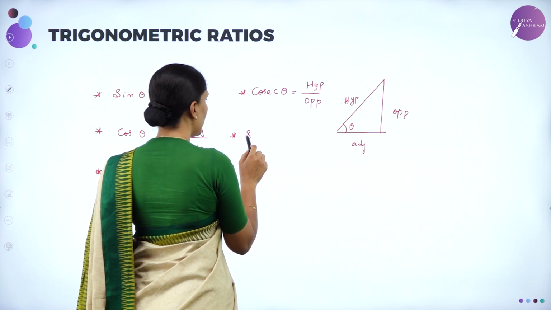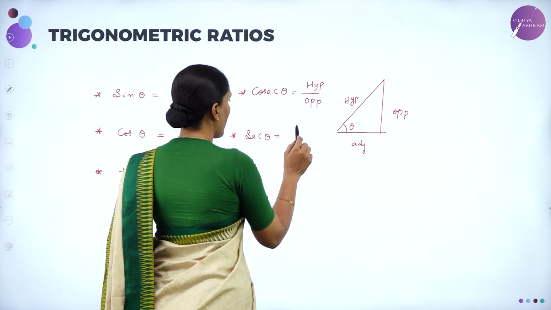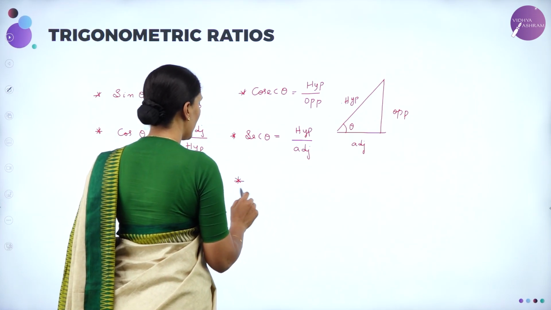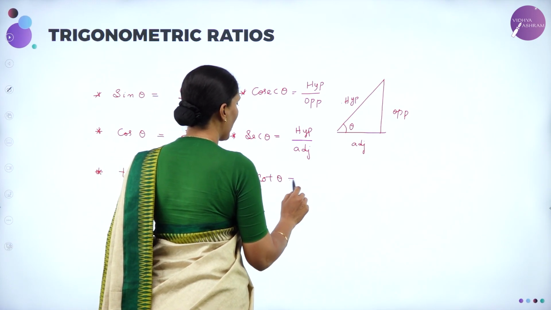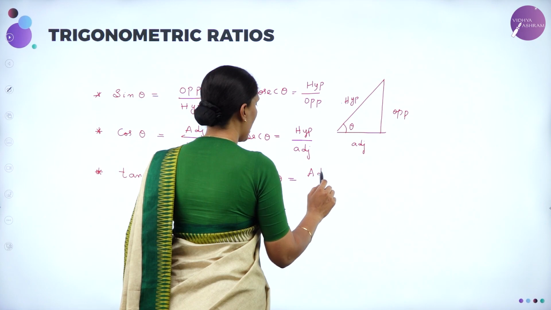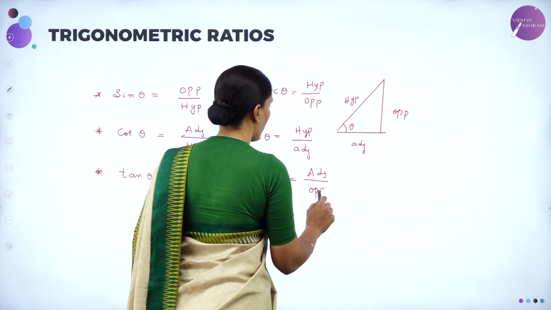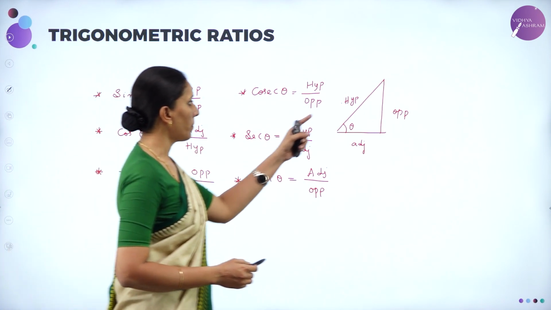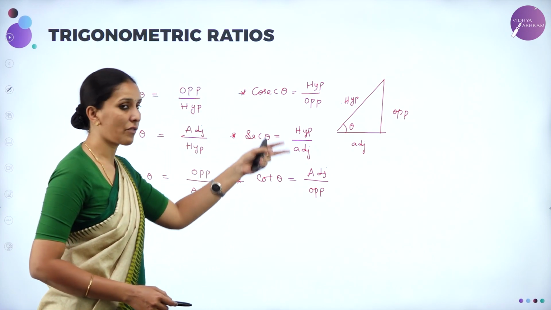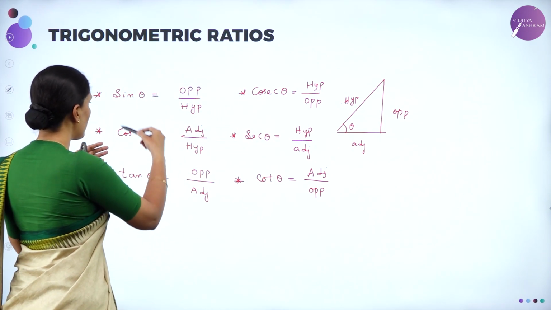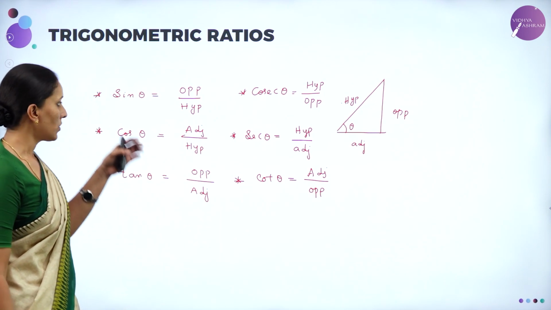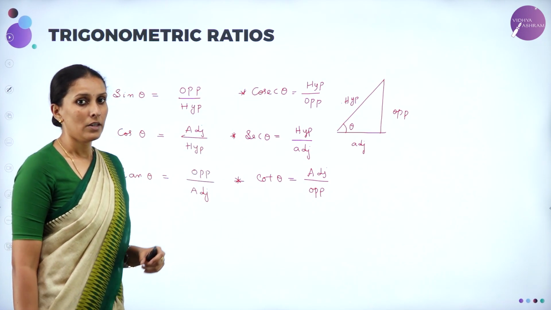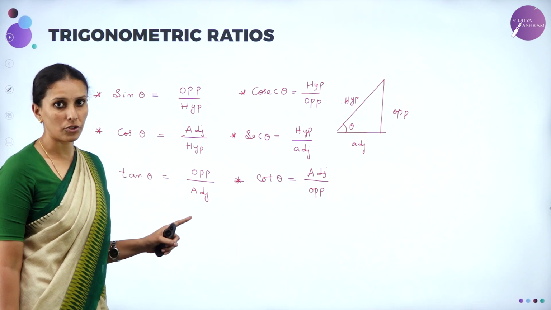Next we have secant theta. Secant theta is hypotenuse divided by adjacent side. And the last trigonometric ratio is cot theta or cotangent of angle theta, which is adjacent side divided by opposite side. So all these are ratios and hence they are called trigonometric ratios. Based on 3 sides, we have 6 fractions and all these 6 fractions are related to one trigonometric function. That is sine, cosine, tangent, cotangent, secant and cosecant. So these are all the 6 trigonometric ratios.